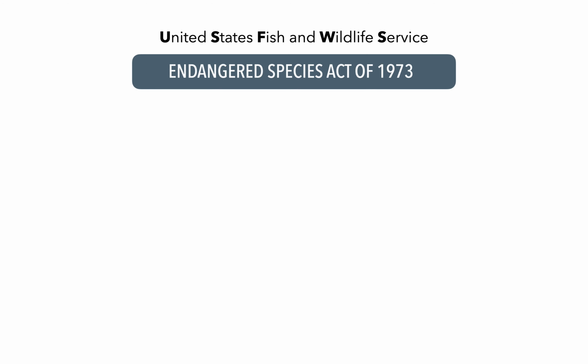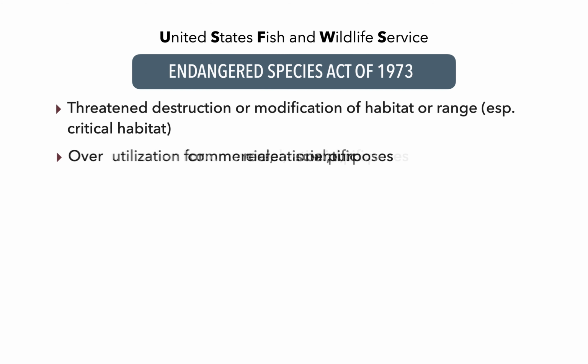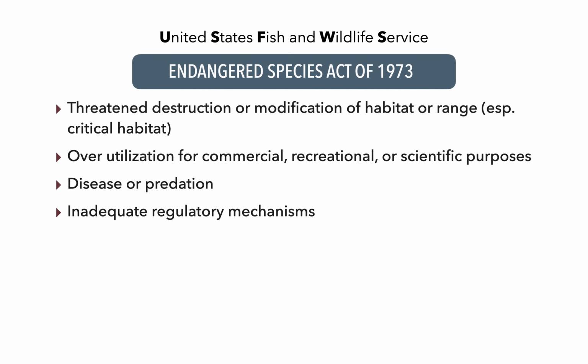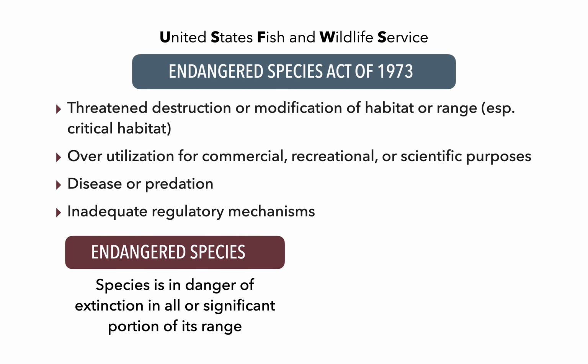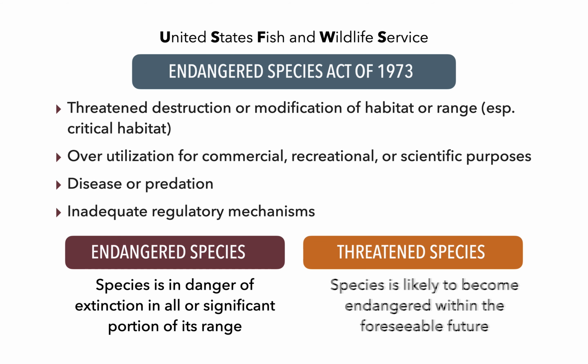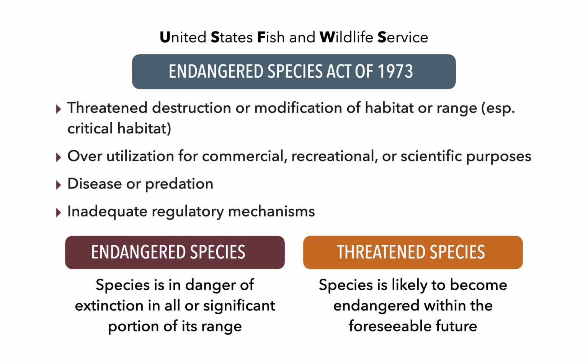The act was created to protect organisms that might be threatened through various means, such as habitat destruction, overuse, disease, predation, or inadequate regulation. The act established that an organism can be classified as either endangered, meaning the species is in danger of extinction, or a significant portion of its habitat is. Or it could be classified as threatened, meaning the species is likely to become endangered in the near future. However, this only sought to protect those species residing in the United States.